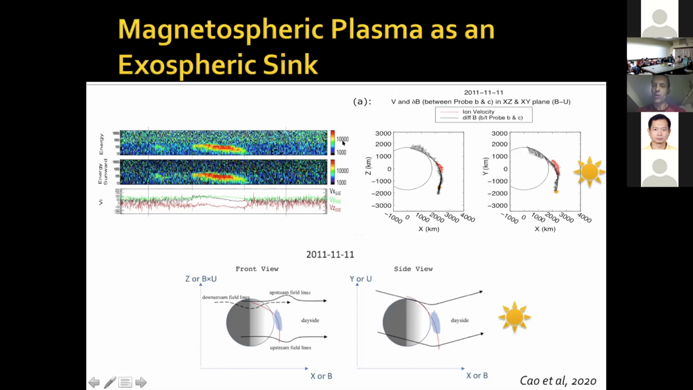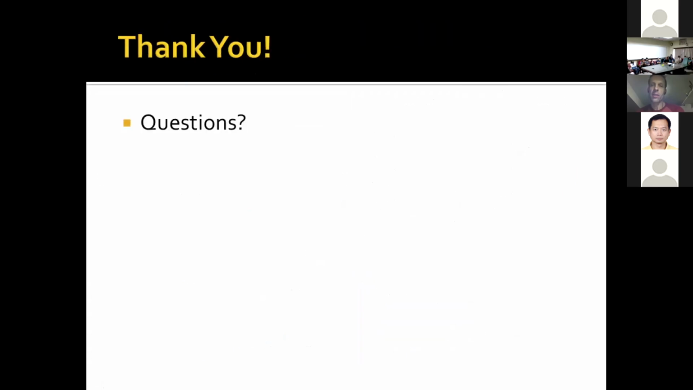So again, the moon's presence can be seen if you look at the plasma and look at the right things. Okay, so I think that's my last slide, and I think I'm out of time, so I'll happily take questions if anyone has any.